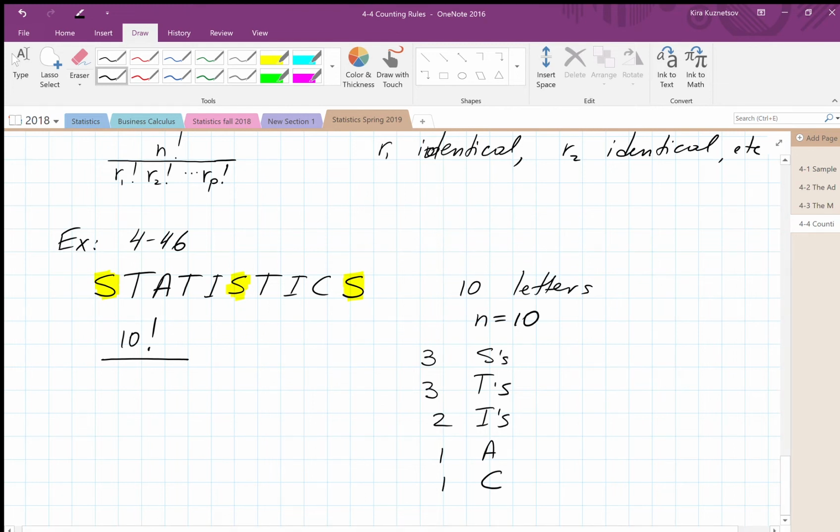So there is no distinction between the 3 S's, so I'll divide by 3 factorial. This is another 3 factorial for the T's, another 2 factorial for the I's. I don't need to include the 1's, although it is not going to make a difference. If I multiply by 1, 1, nothing's going to change. This is a calculator problem.